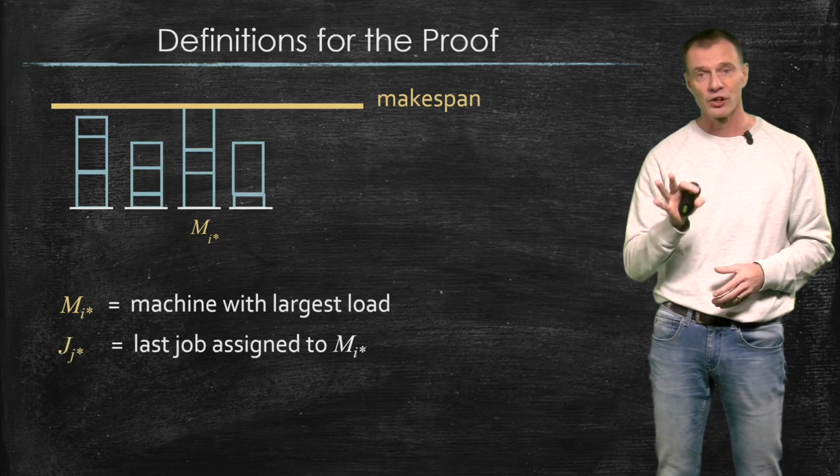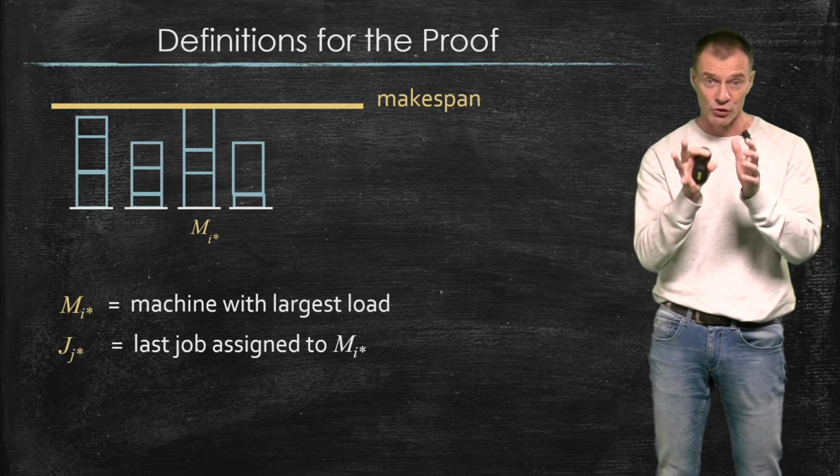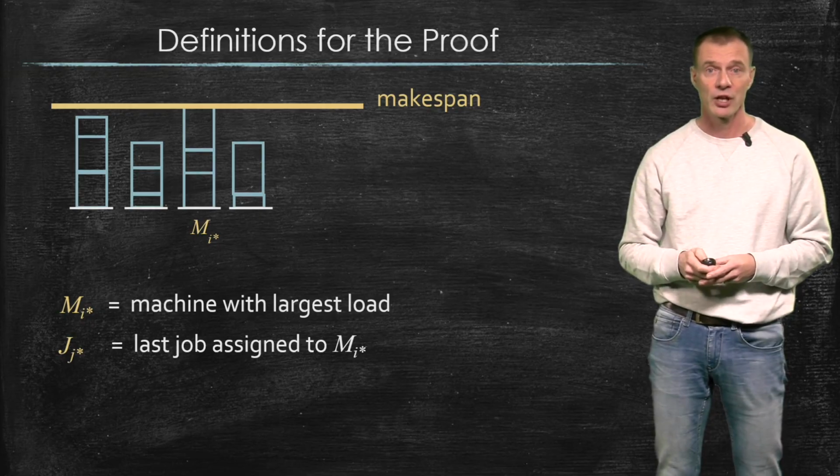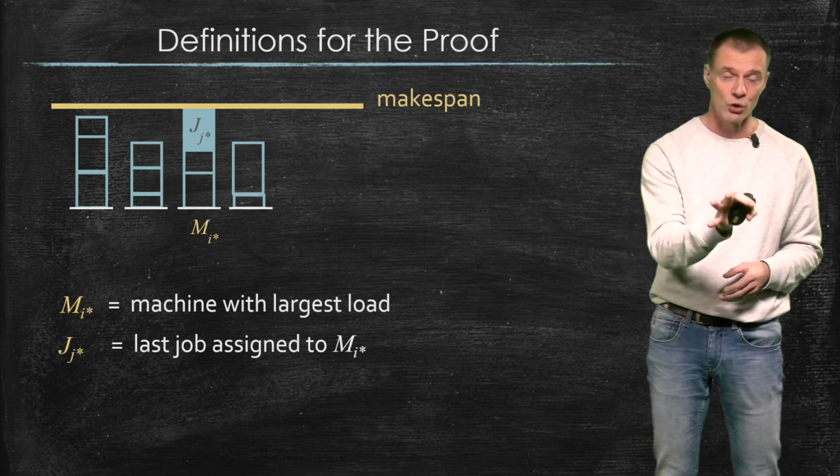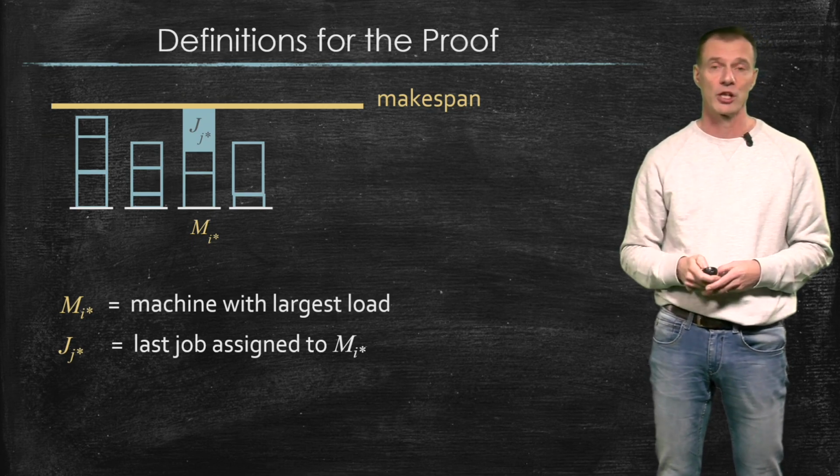Now let's look at the last job that we put on that machine, and I denote that job by job j star. Okay, so that's this one. It's the last job that goes onto the machine that determines the makespan.